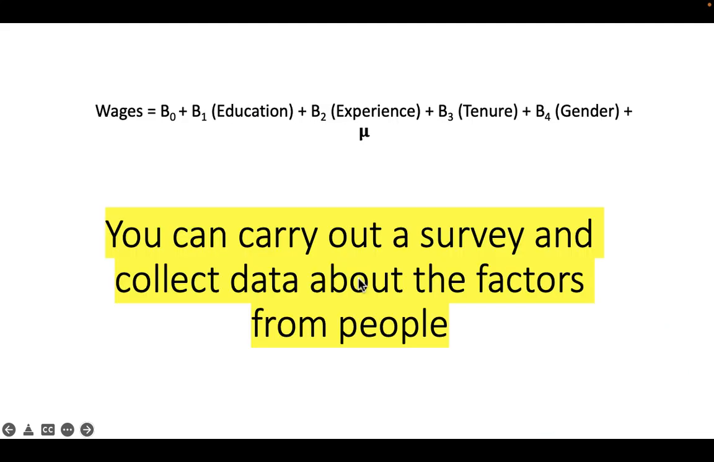So now let's talk about how we go about things. You carry out a survey in which you ask people their education, experience, tenure, gender, and wage. And through the survey, you now have a lot of data with you. I'm sure we have a little bit of understanding of different types of data. This analysis that we're going to be looking into is a cross-sectional analysis, considering that it's a one-time survey data collection activity that we did, and it's not longitudinal in terms of time.